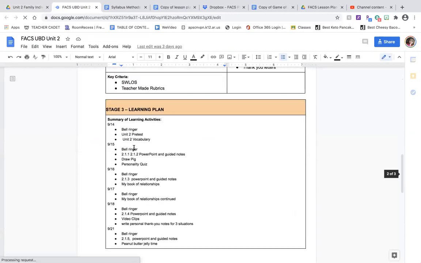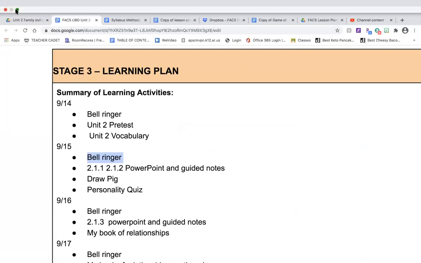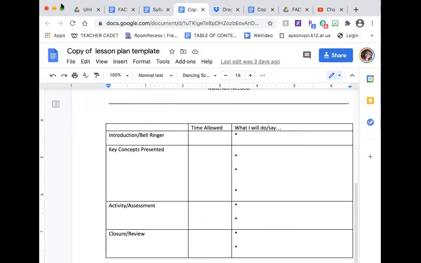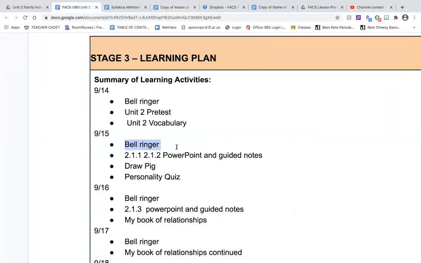So you would have your bell ringer. On your lesson plan template, you would put it right here, bell ringer. How long are you going to give them for your bell ringer? Probably about 5 minutes. And then go over your bell ringer with your class. Find out what their answers were to the question, and tell them the right answer. After that, we would go over the PowerPoint.